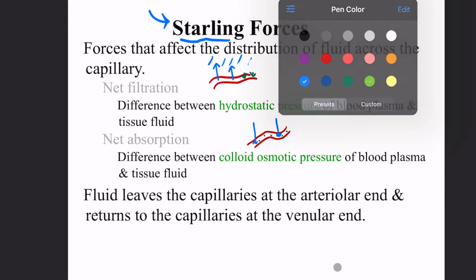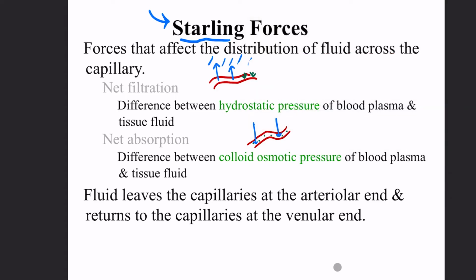However, just as there was hydrostatic pressure of the tissue fluid, there's also colloid osmotic pressure of the tissue fluid, and that is also going to cause some movement of fluid out of the capillary, just like that. There is less protein in the interstitial fluid than there is in the blood plasma. And so again, absorption here would favor coming in towards the blood plasma.